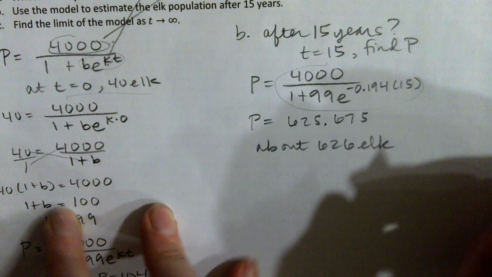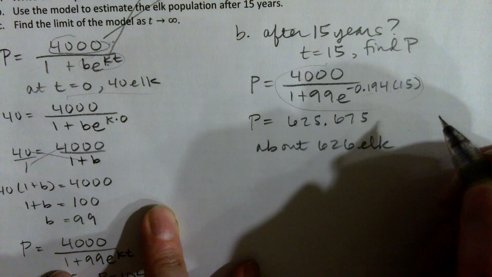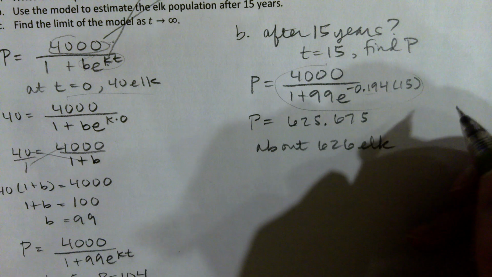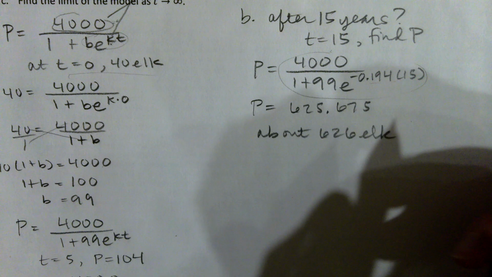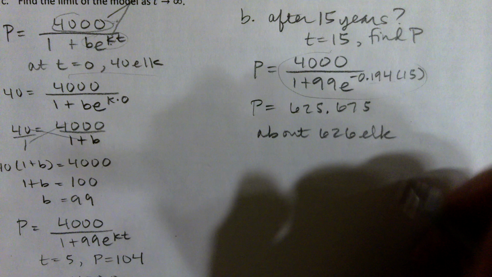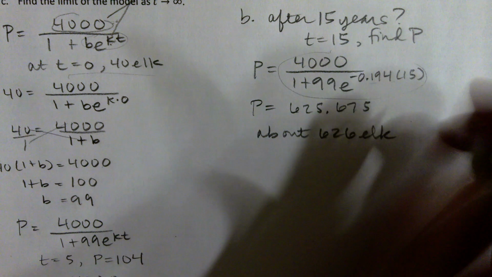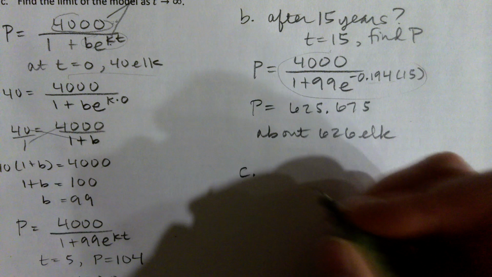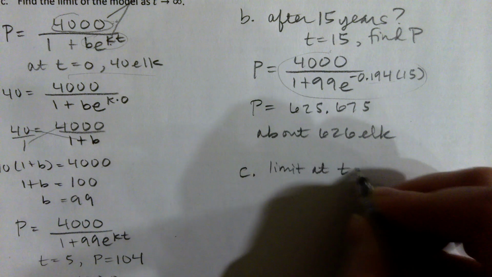And I know the first time I did this, I didn't round this to 0.194. I left a lot more decimal places. And then I think I got 629. So depending on your rounding, it could be different. Just make sure you're putting down on your paper what you're actually putting in your calculator. So 626 elk. So last step, C, we want to find the limit as t approaches infinity.